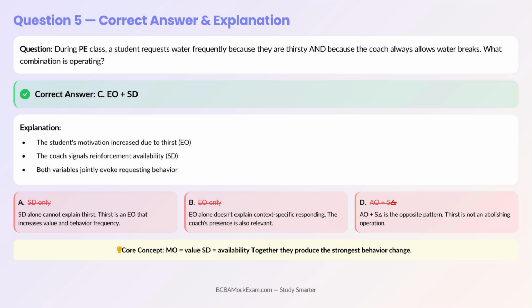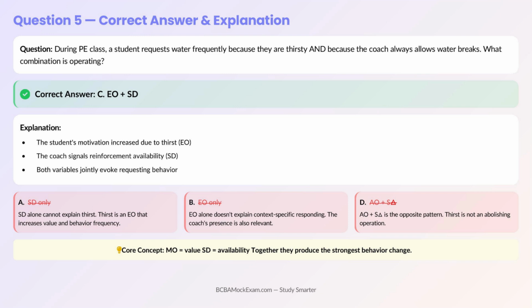The correct answer is C, EO plus SD. Thirst increases the value of water, which is the EO, and the coach's consistent history of granting water breaks signals that the request will be reinforced, which makes the coach an SD. Both motivation and reinforcement availability are operating at the same time.